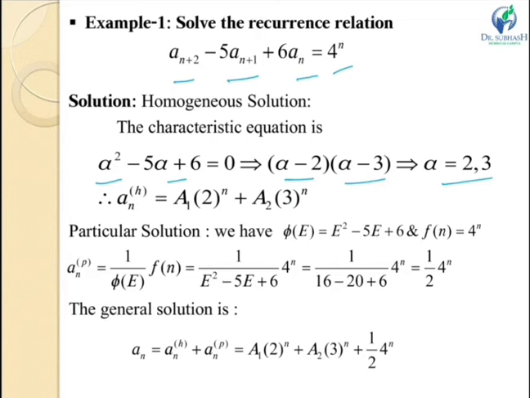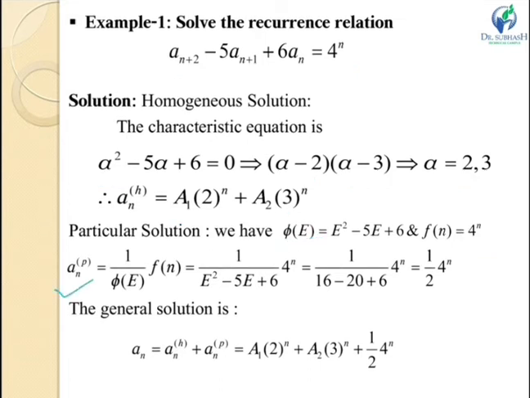So the homogeneous solution can be given by a(n)h equal to a1 2 raised to n plus a2 3 raised to n. Now we will find the particular solution. Here we have phi of E as E square minus 5E plus 6, and the function on the other side is 4 raised to n, that is of the type b raised to n. So A and P equal to 1 upon phi of E times f of n. Now I will put the values of phi of E and f of n over here.